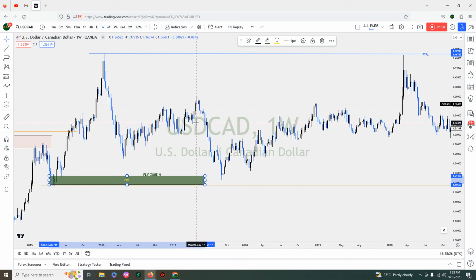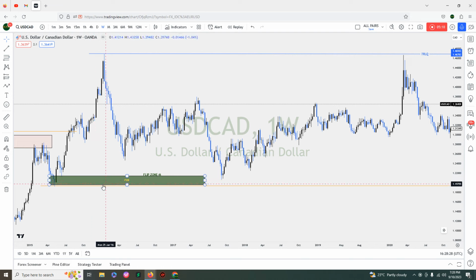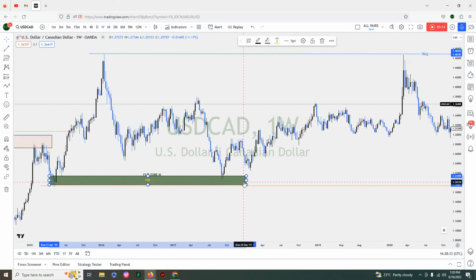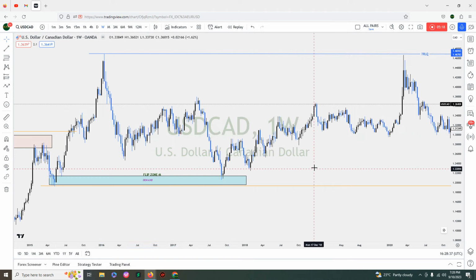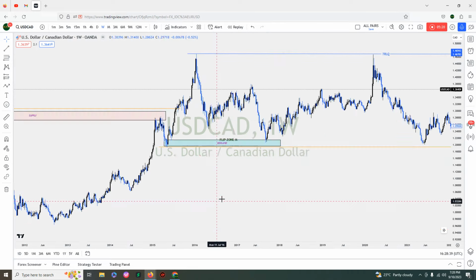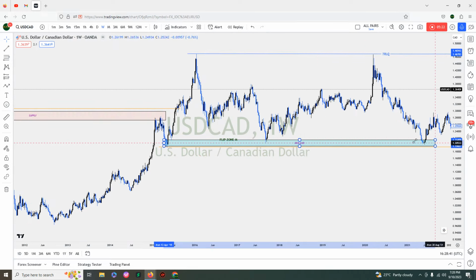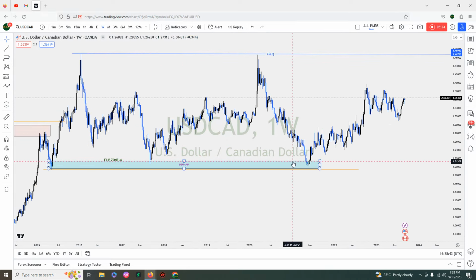So until then, this was a fresh order block, and this fresh order block meant that the market had to come to mitigate. Once it's mitigated, it becomes a demand zone. It becomes a proper demand zone that the market is looking to break.